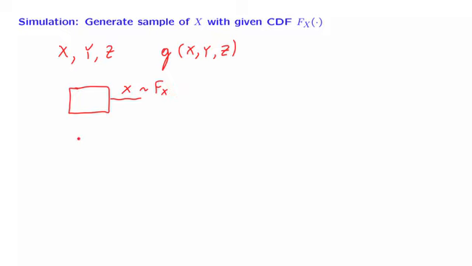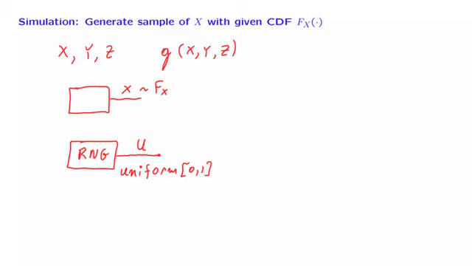Well, computers typically have a random number generator in them. And random number generators, typically what they do is generate values that are drawn from a uniform distribution. So this gives us a starting point. We can generate uniform random variables. But what we want is to generate values of a random variable according to some other distribution. How are we going to do it?